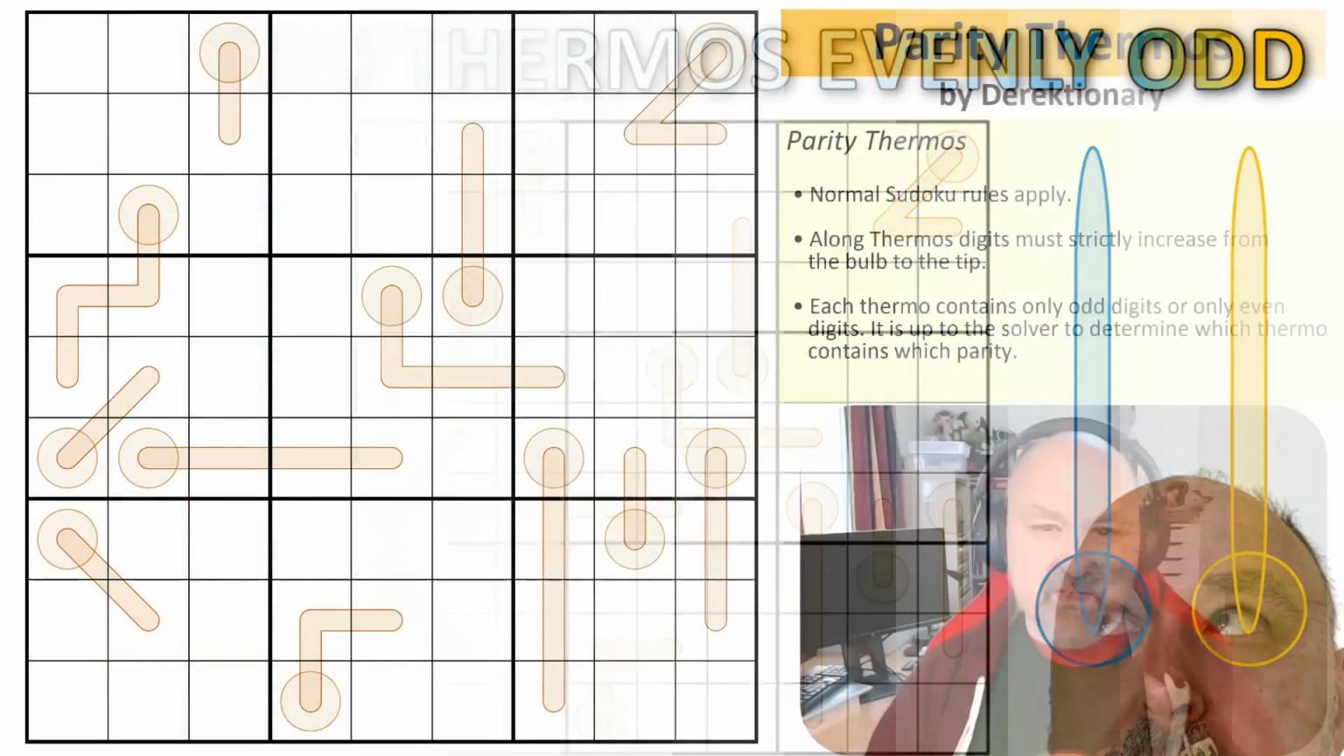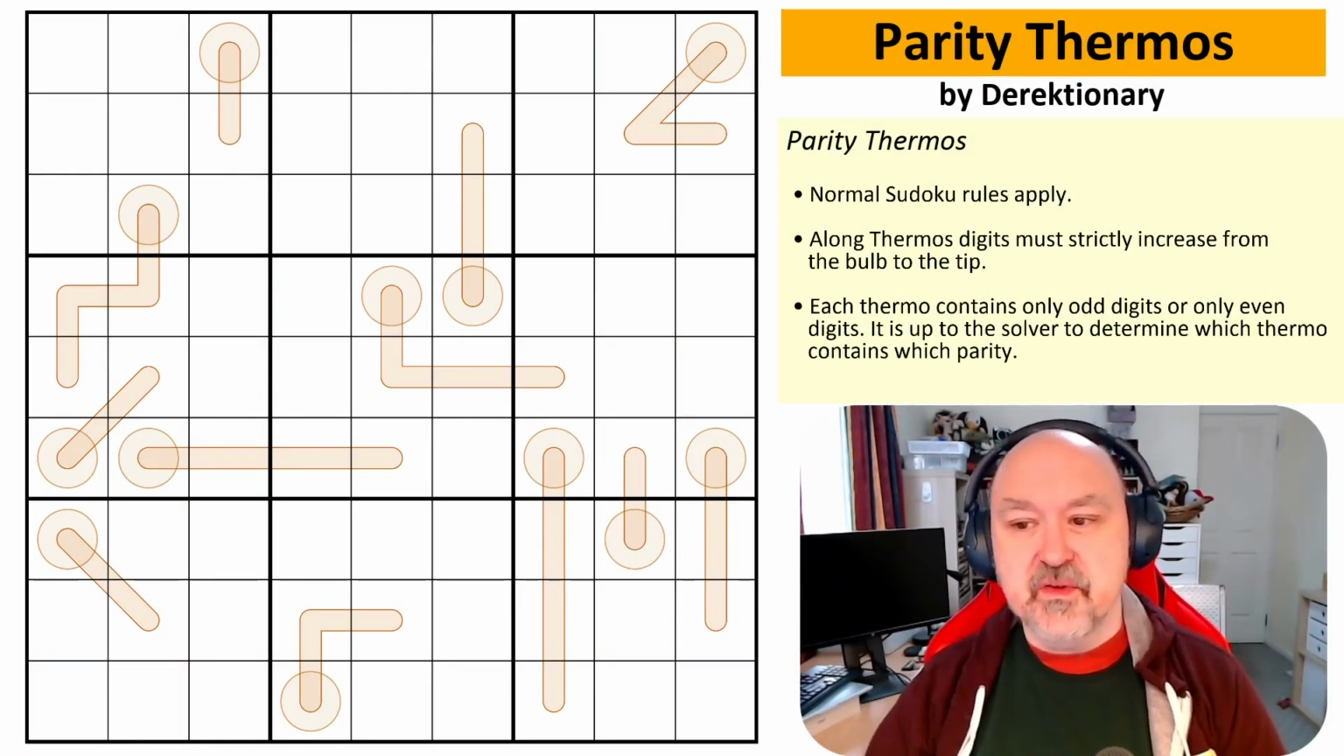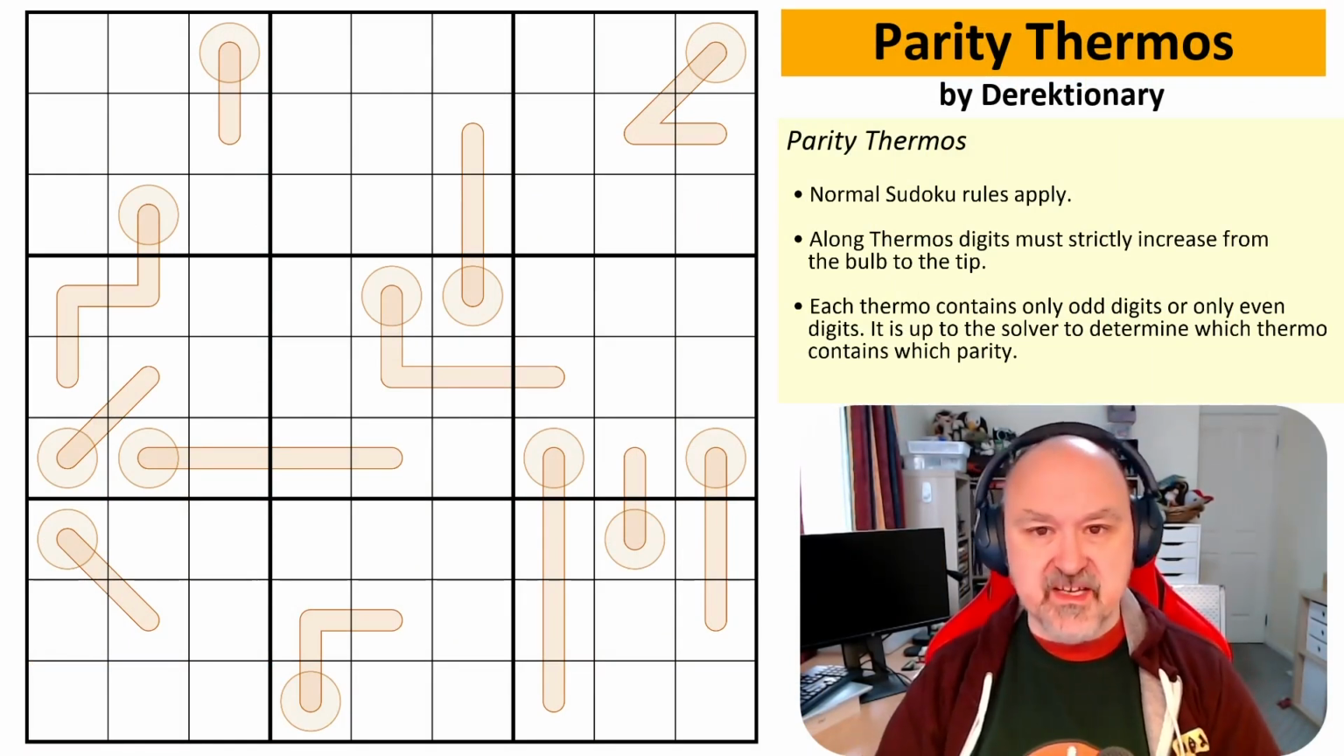Morning, everyone. This is Bremster, and today I am fortunate enough, from my perspective at least, to come to you with a puzzle by Derektionary called Parity Thermos.